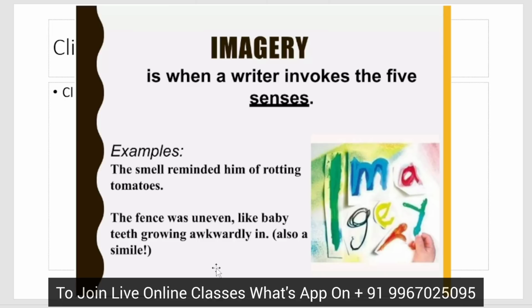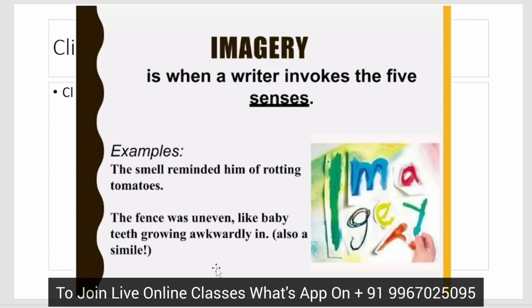Right. Now, the next type of figure of speech is imagery, which is when a writer invokes the five senses. This is extensively utilized in descriptive writing, because in descriptive writing we are supposed to talk in detail about the scene, and we have to make sure we are using our five senses to write the description.